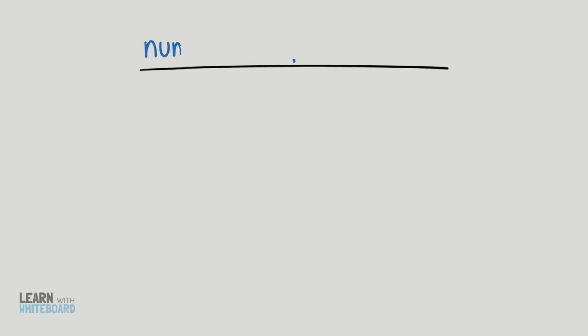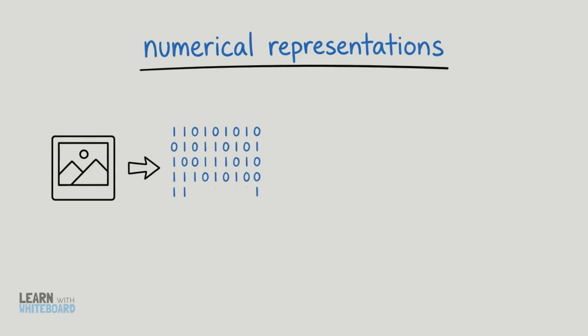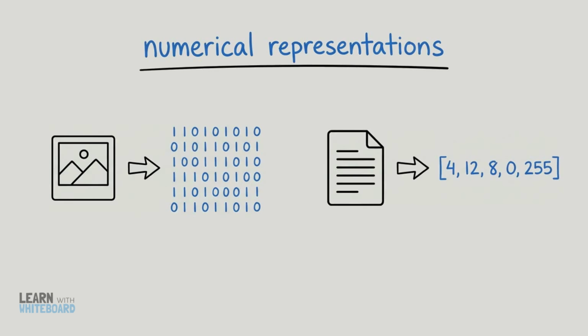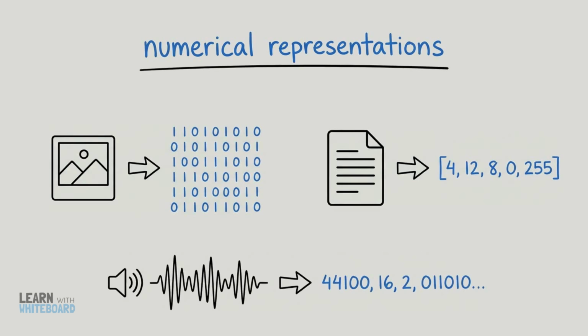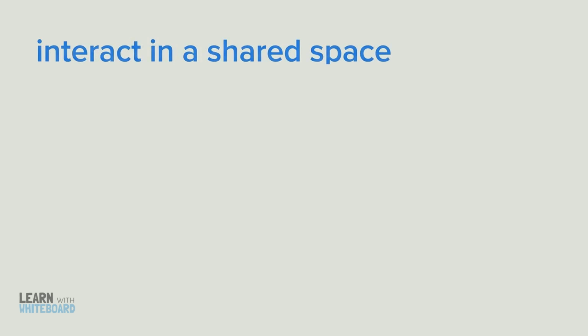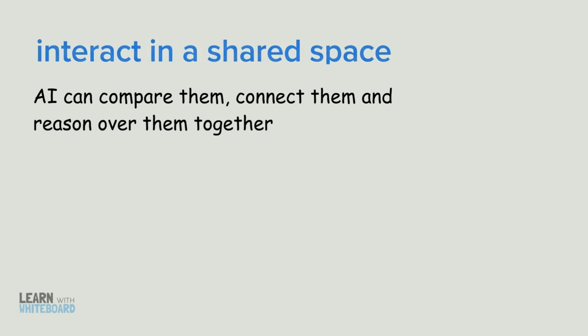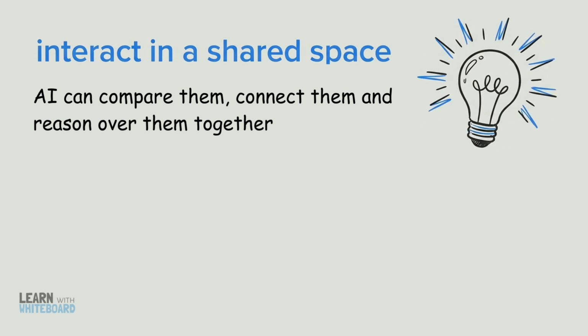Here's the key idea. Different types of input are converted into numerical representations that a neural network can understand. A photo becomes patterns and visual features. A sentence becomes a representation of its meaning. Audio can be transformed into patterns representing speech and sound. Once these representations can interact in a shared space, the AI can compare them, connect them, and reason over them together. That's what makes multimodal AI so powerful.